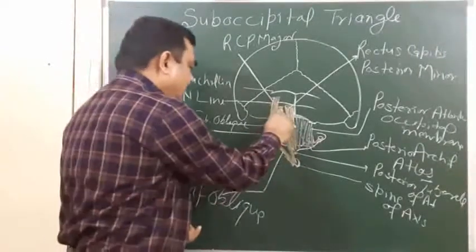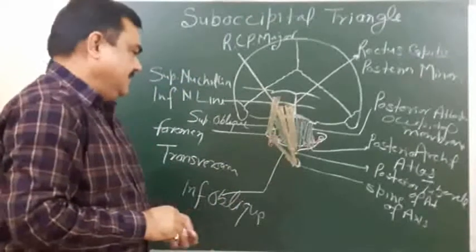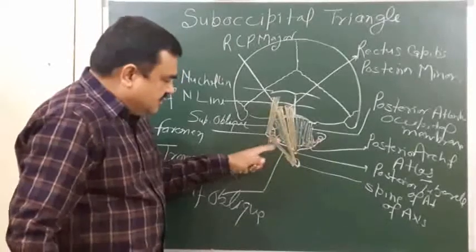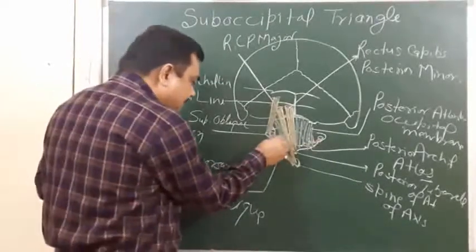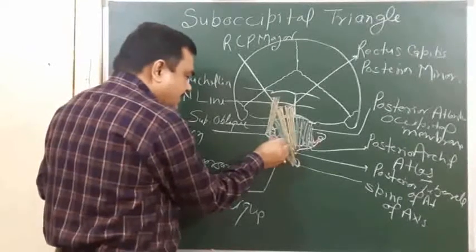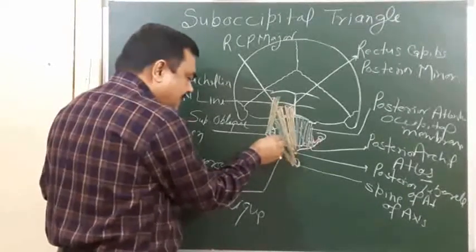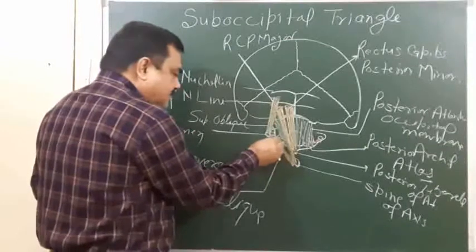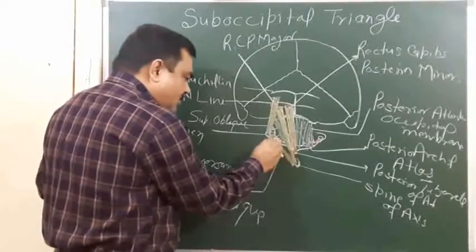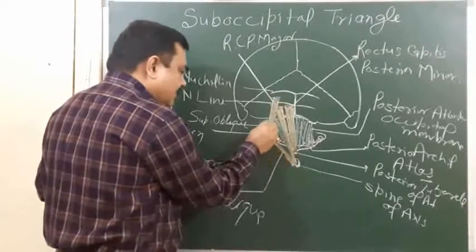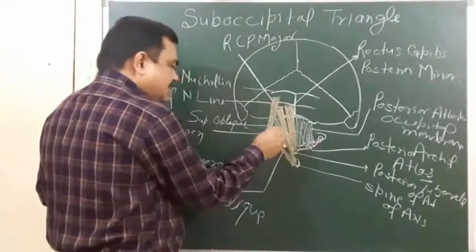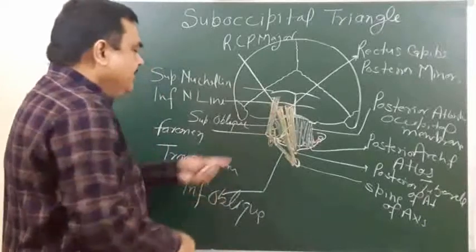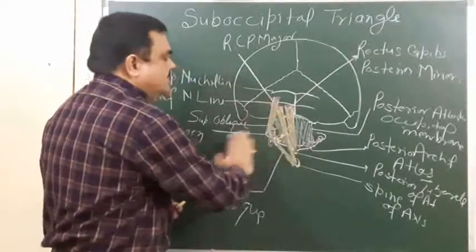And the contents of this: you can see here, this is the spinal nerve C1. It has an anterior ramus, and this is the posterior ramus of C1. This posterior ramus of C1 supplies the inferior oblique, the superior oblique, and rectus capitis posterior minor and major, both. It also supplies the muscle which lies over this and forms the roof.